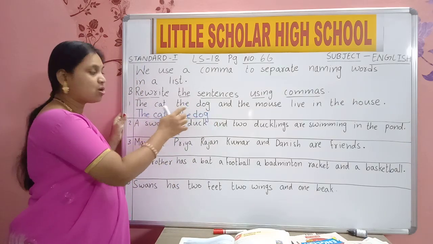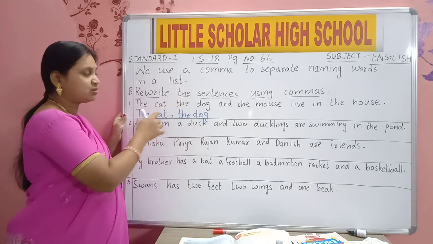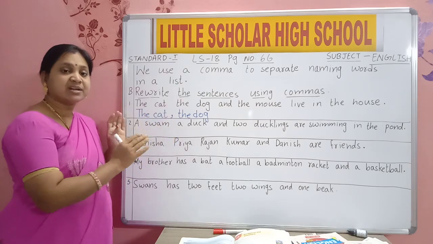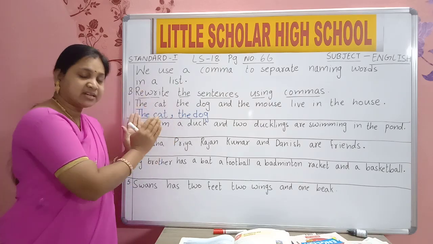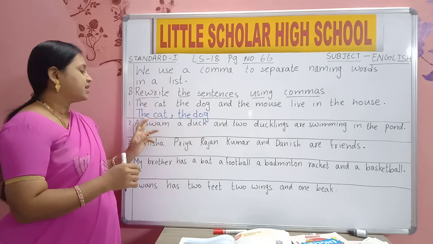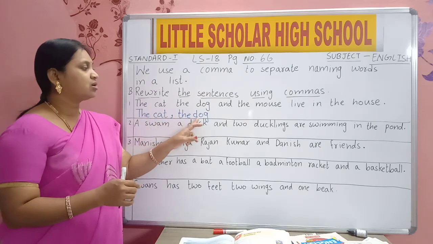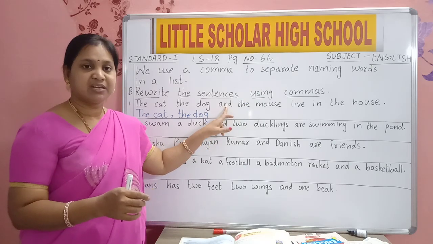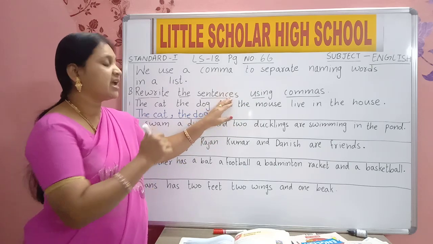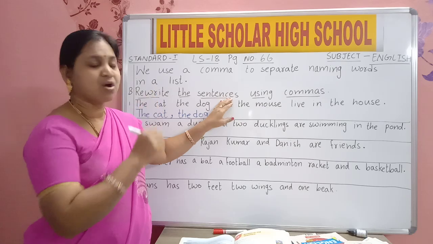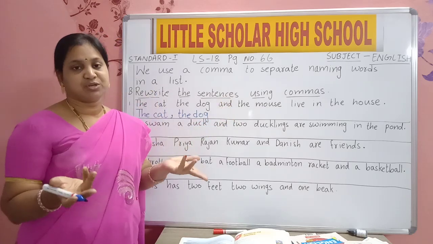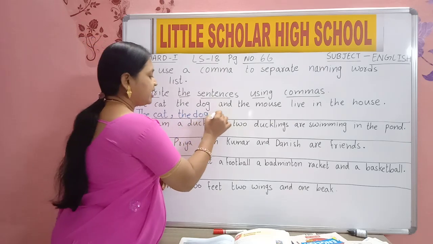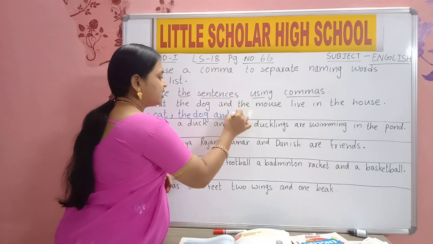The cat, the dog. Where is the comma in between? They did not put a comma. Now we should put a comma, because here we are separating 2 animals, cat and dog. The cat, the dog and the mouse. And is given here. If and is not there, again after the dog we will put a comma. But and is given, so no need to put a comma. The cat, comma, the dog, and the.